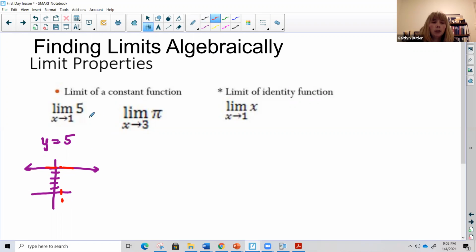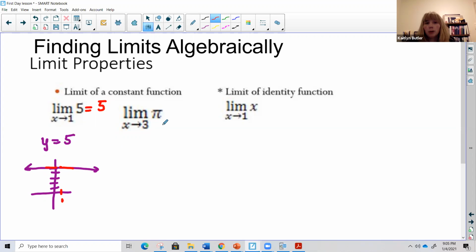So when we do a limit of a constant, it's always just whatever that constant is. A constant is just a number. So the limit as x approaches 1 of 5 would just be 5, because the y value is always 5 for every point on this graph.